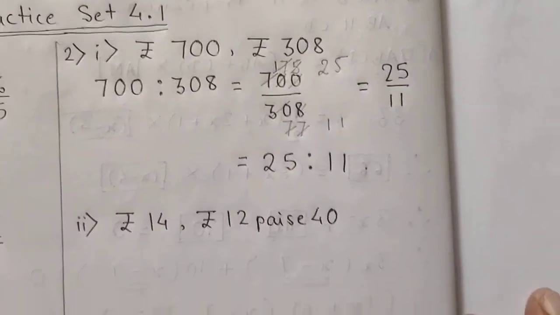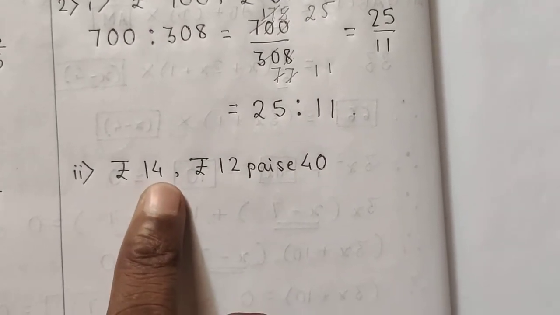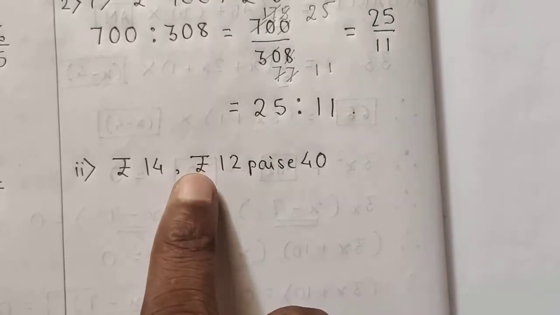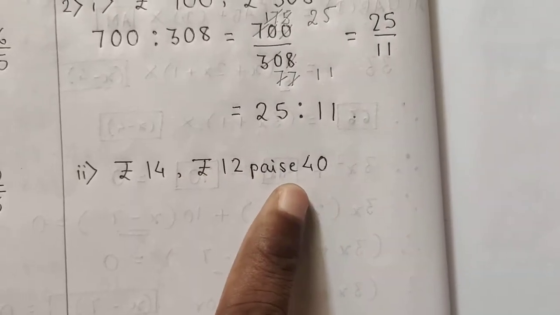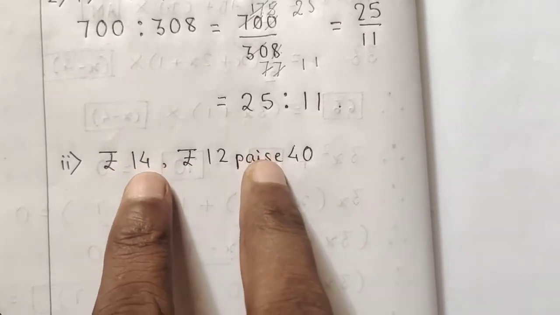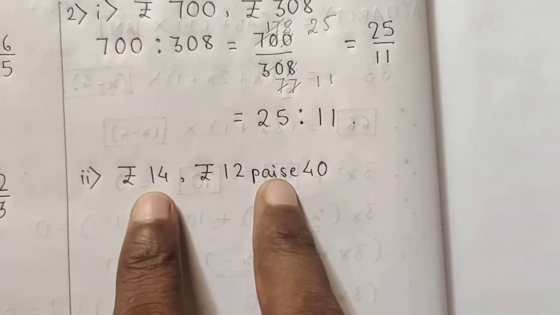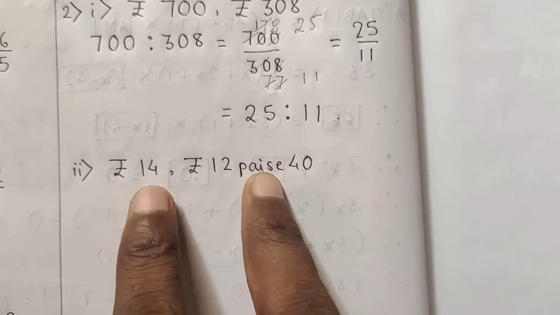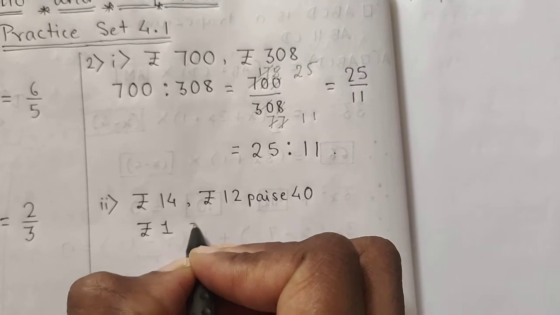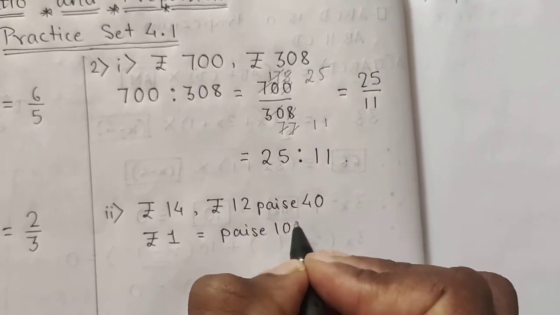Okay. Now let us see the second question. In this question your first quantity is 14 rupees and your second quantity is what? 12 rupees 40 paise. So what we are going to do? We are going to convert both the quantities into paise. And you all know, I think, that 1 rupee is equal to 100 paise. That is rupees 1 is equal to paise 100. Right? This you all know.